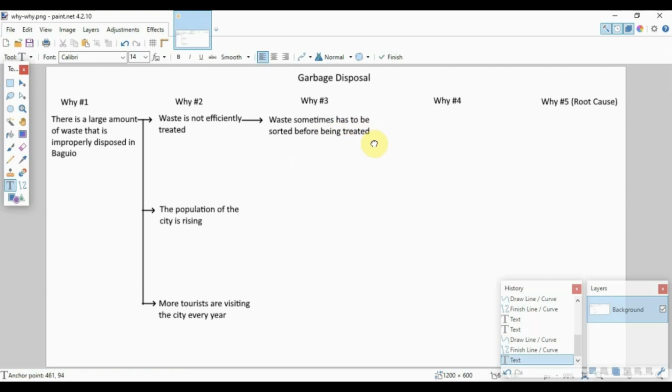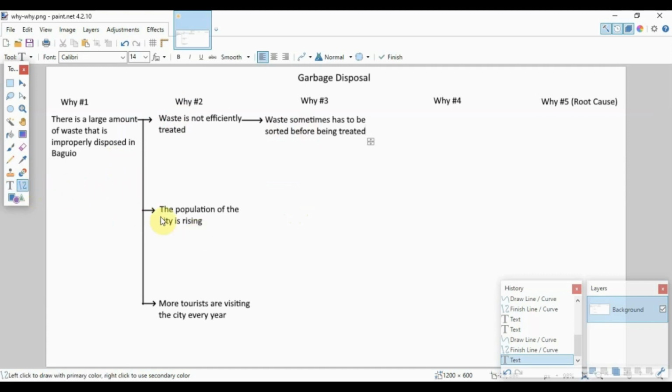Occasionally, there will be times when wastes have to be sorted. In other words, the disposed garbage has to be sorted into biodegradable, non-biodegradable, and so on. So that could be a reason why it's taking a bit of time before it is actually disposed of or managed. So that could be our answer to why waste is not efficiently treated. Let's go to the next one.